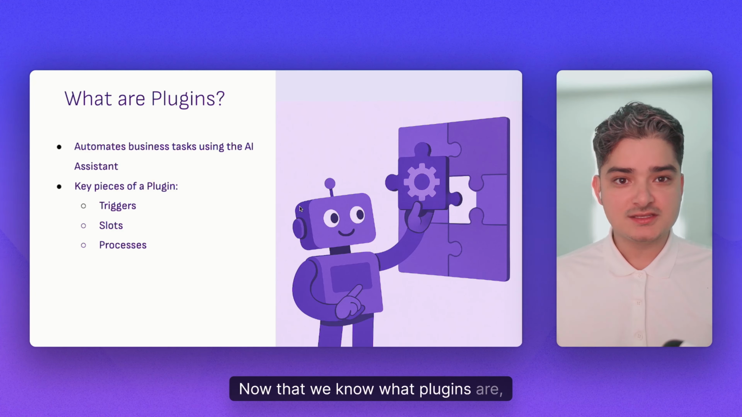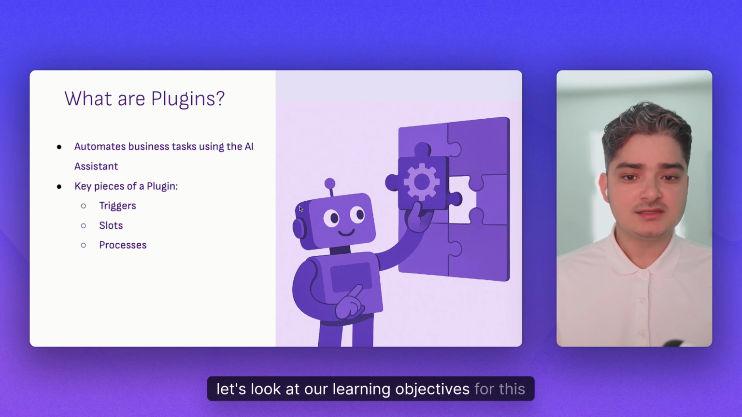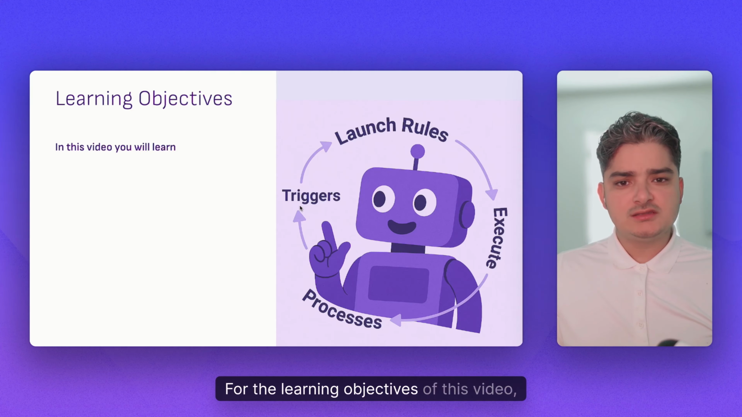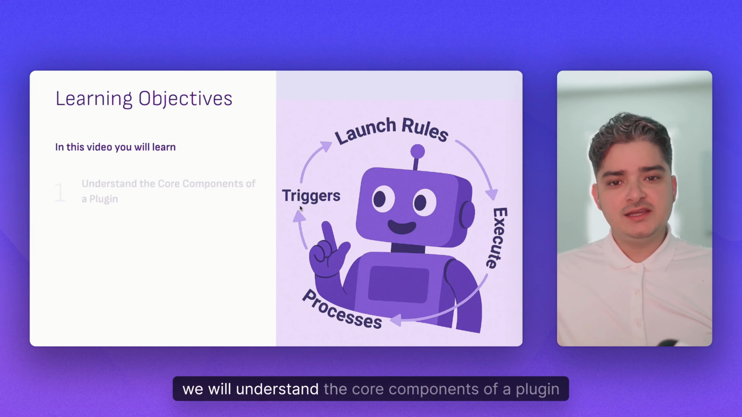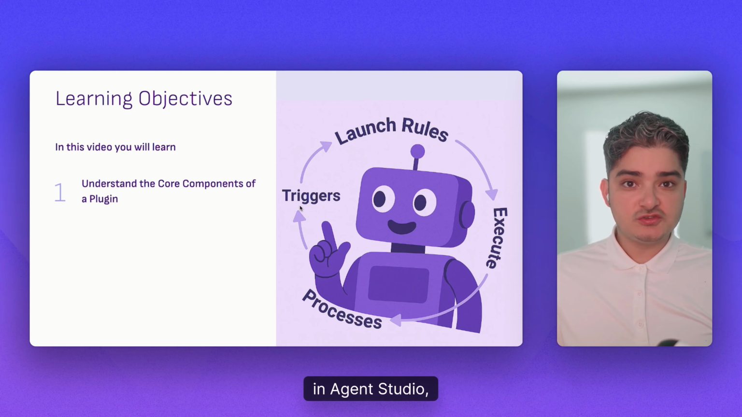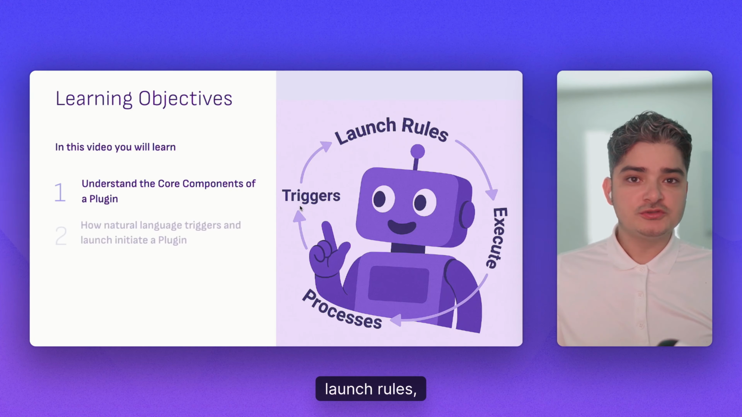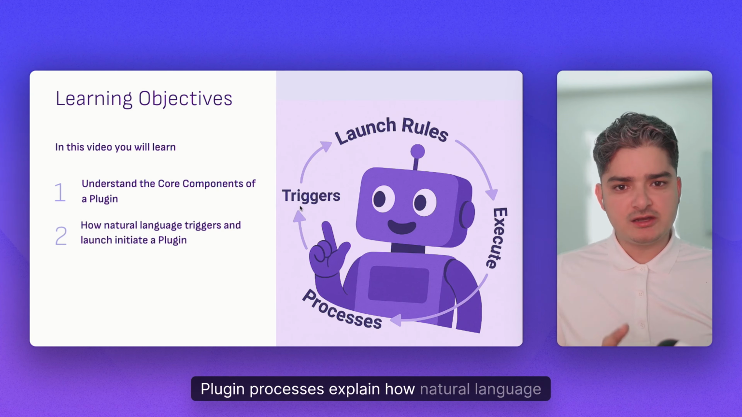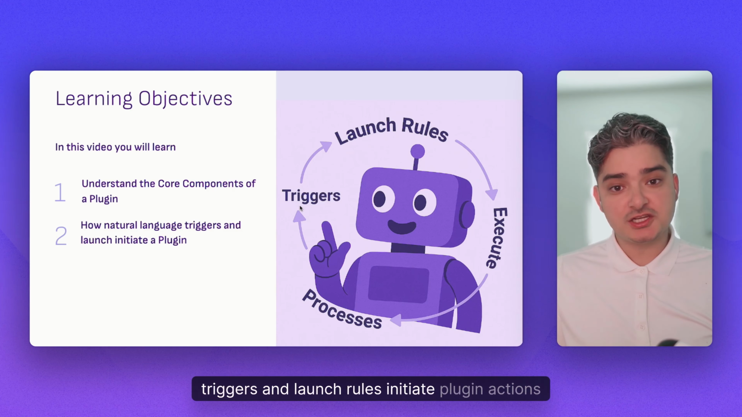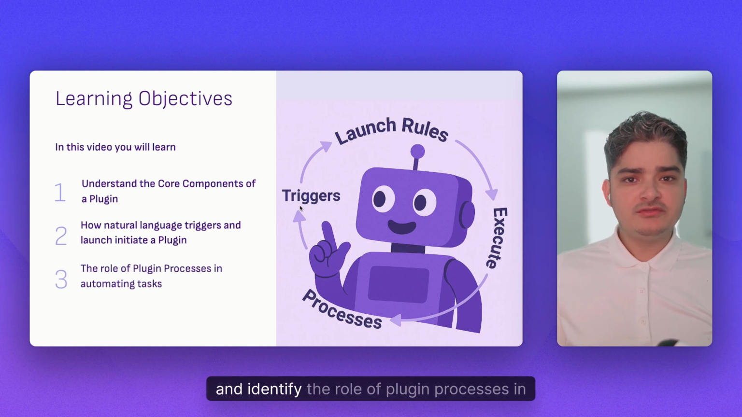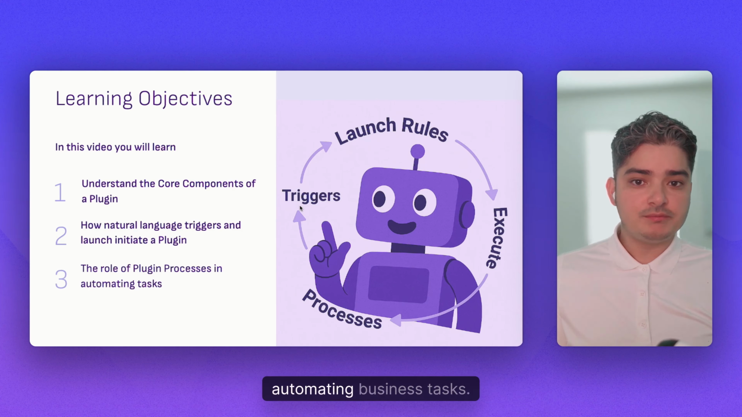Now that we know what plugins are, let's look at our learning objectives for this video. For the learning objectives of this video, we will understand the core components of a plugin in Agent Studio, including triggers, launch rules, plugin processes, explain how natural language triggers and launch rules initiate plugin actions, and identify the role of plugin processes in automating business tasks.